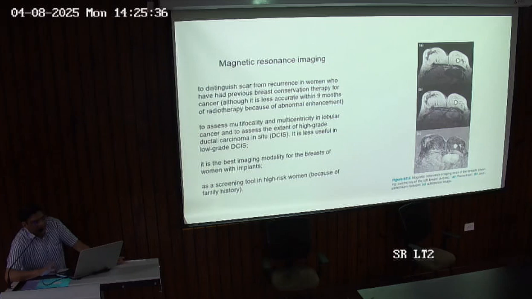It is the best imaging modality for women with implants, because USG cannot give an answer for that. There is an overlapping of the implant with the other nodules, so MRI is the best investigation for that. And also, if the patient has a high or very strong family history, then they should be screened by MRI only, because in family history we have to pick up sub-centimetric lumps also, which are not picked up on the USG.